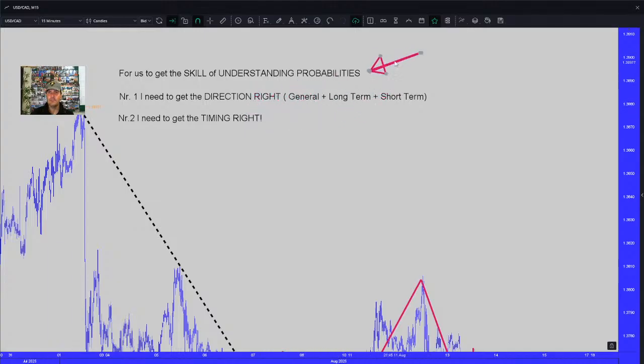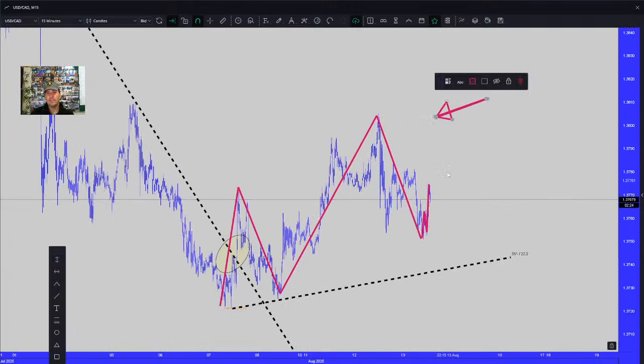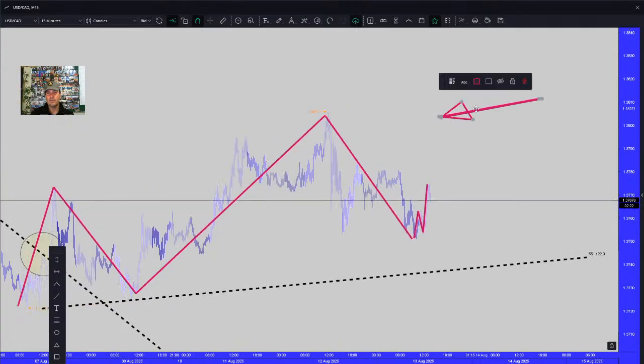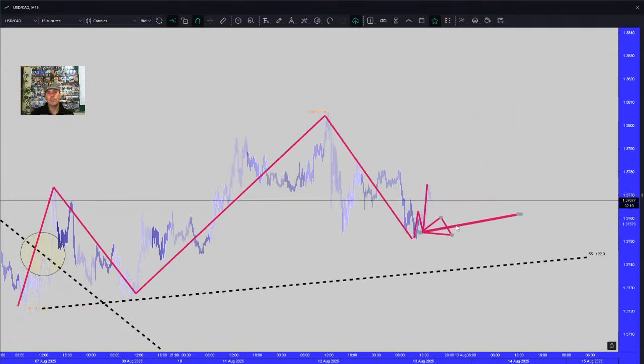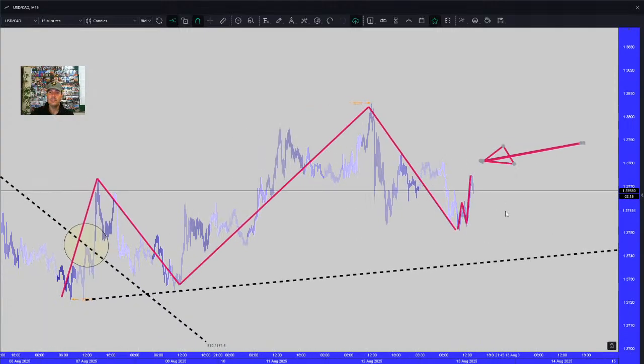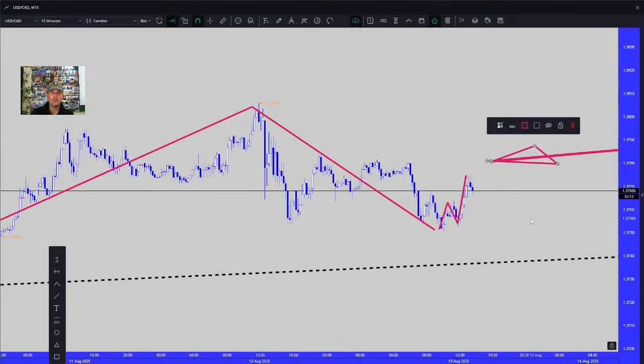Agreed, everybody? Pips and money, right? Make sense? It's those two in the beginning, for us to get the skill of understanding probabilities. If I get the direction right, in this example short term, I'm trying to get advantage of the short-term trend. I'm trying to get the timing right, not to buy a downtrend, but it's changing the short-term trend. So I should be able to make some pips and money, right?